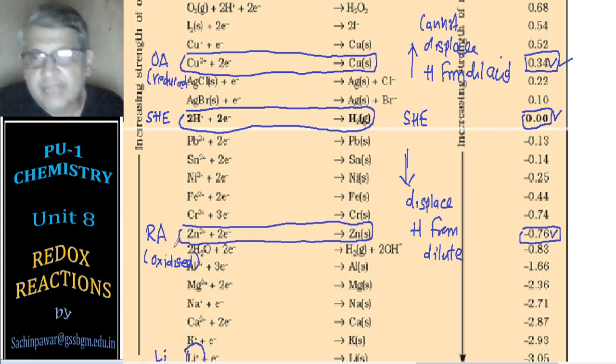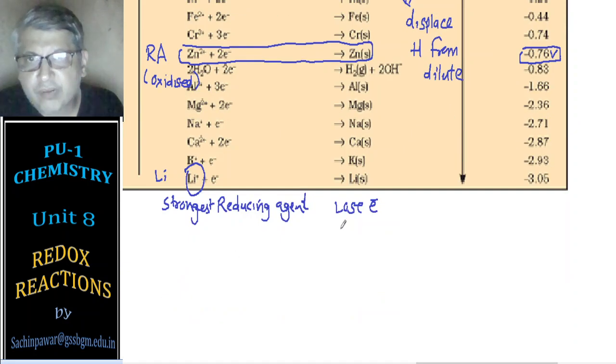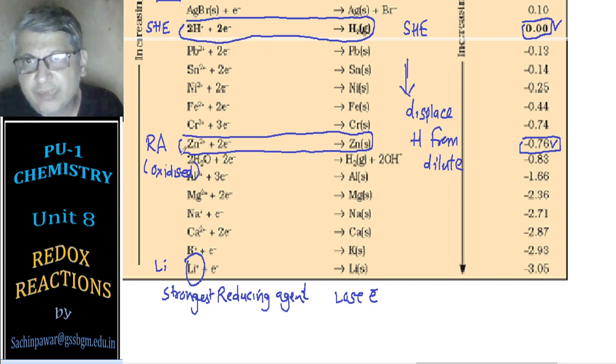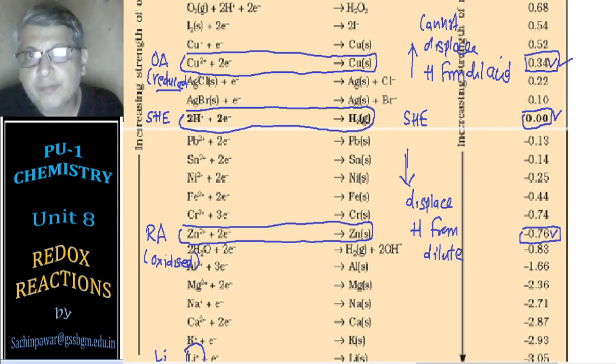So here if the zinc is in contact with copper, then copper has an ability to get reduced and zinc has an ability to get oxidized. I hope you are following this. It is losing electrons. Losing electrons means it is getting oxidized and copper is getting reduced.